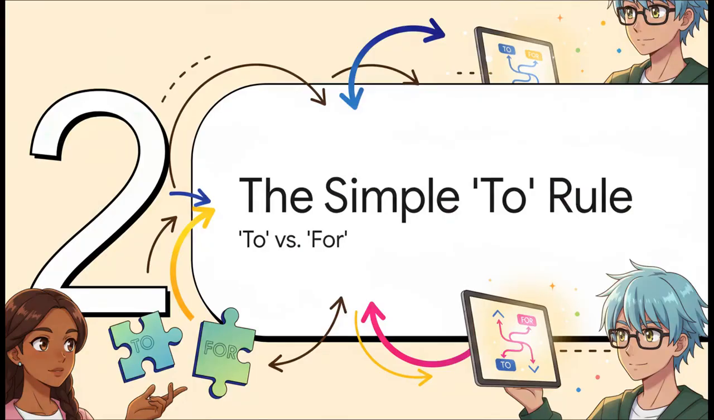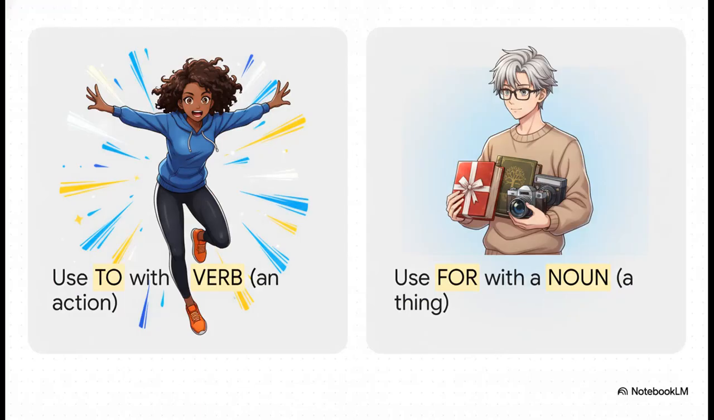Okay, so to really get this down, we need to tackle the biggest point of confusion head on. It's all about knowing when to use to and when to use its tricky cousin for. This right here, this is the one rule you really need to remember. You use to when you're talking about an action, a verb, and you use for when you're talking about a thing, a noun. Is it an action or is it a thing? That's it. That's the entire difference.